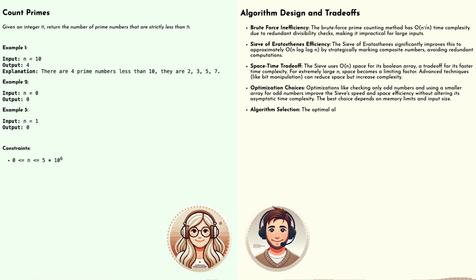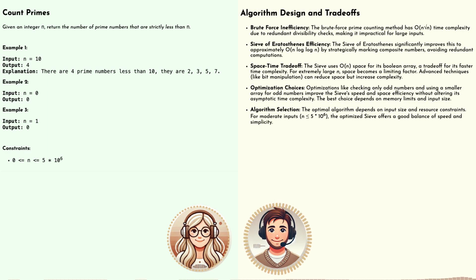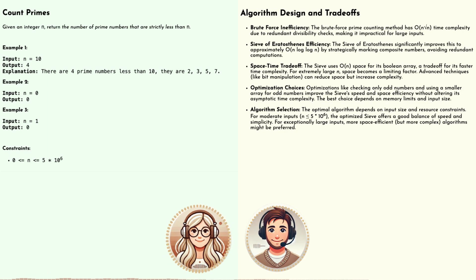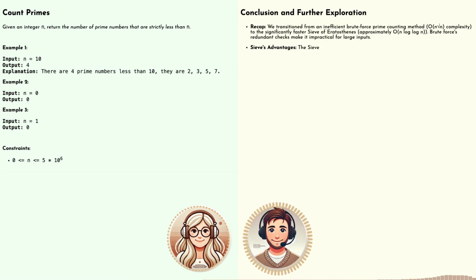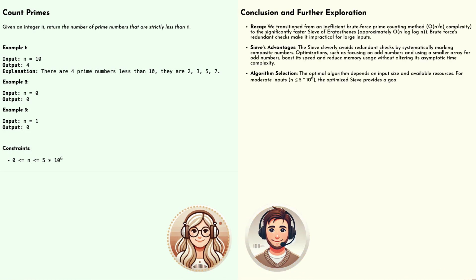Well said. We've covered a lot of ground today. We started with a simple brute force approach, then explored the sieve of Eratosthenes, and even learned how to optimize both of them for speed and memory. And we saw how understanding some basic math about prime numbers can help us create really efficient solutions. It's all about constantly trying to improve our code, even when we're dealing with these classic algorithms. It's been a fascinating journey through the world of prime numbers and algorithms.